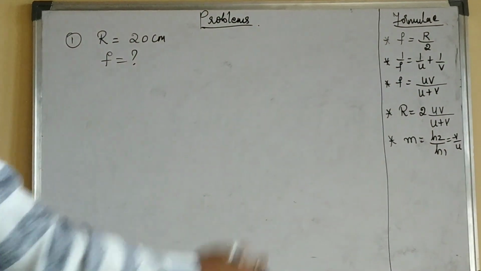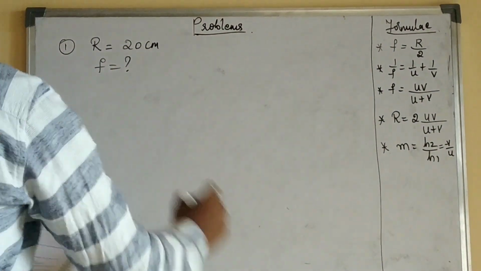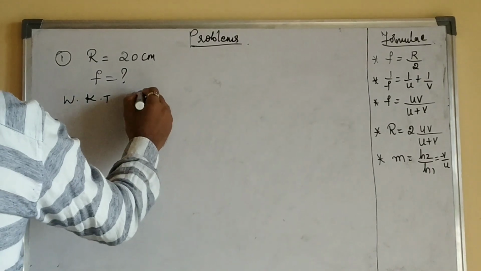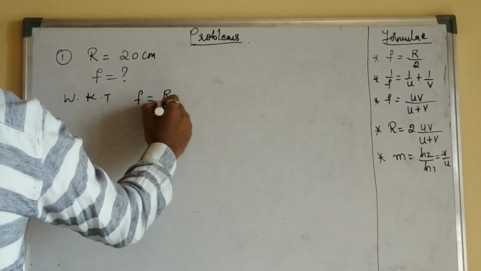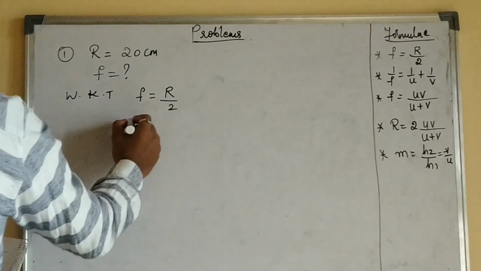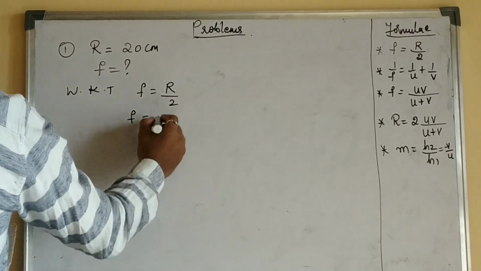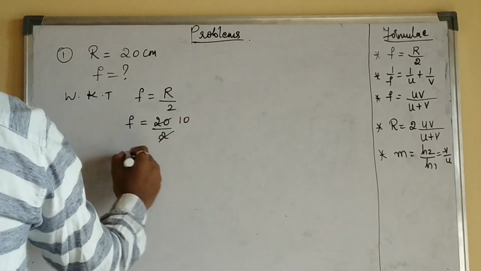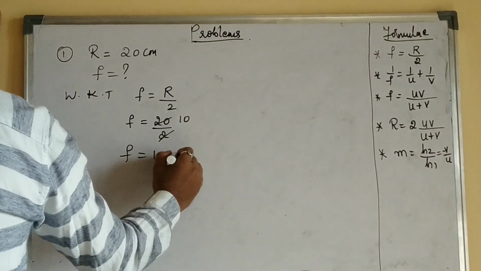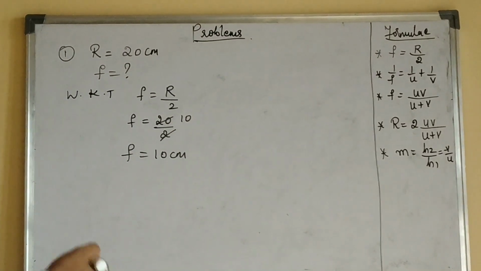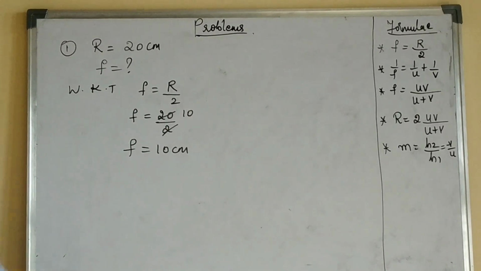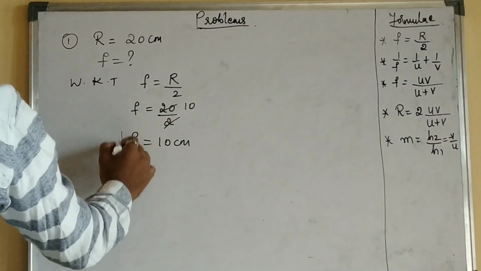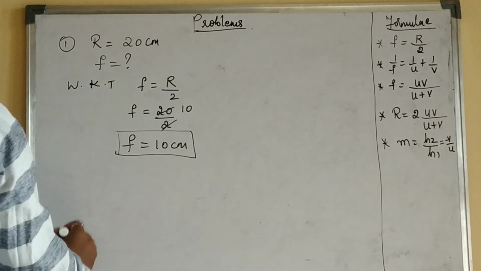Now what is the focal length? So which formula you have to use? Straight away the first formula. So we know that focal length is equal to half the radius of curvature. Therefore focal length is equal to 20 by 2, which is equal to 10 centimeter. So what is the conclusion that you can make in this problem? Always focal length is half the radius of curvature, right? So this is the first problem.